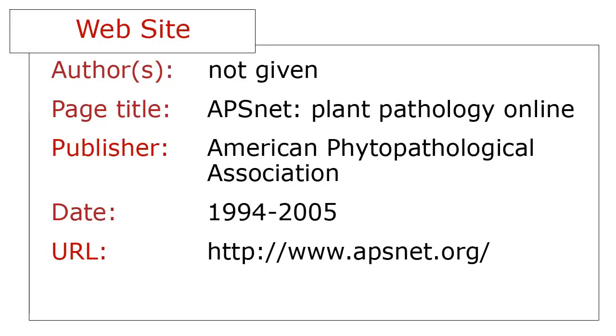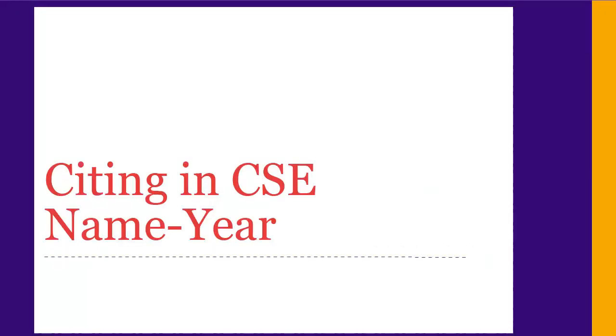Websites don't always have as much information available. You'll need to provide all the information you can find, though, including the author, the title of the page, the title of the website or the organization the site is published by, the date, and the page URL. Just because you find a source online, it doesn't mean you should cite it as a website. If you're using an online article or book, you'll need to cite it as an online article or book, not as a website.